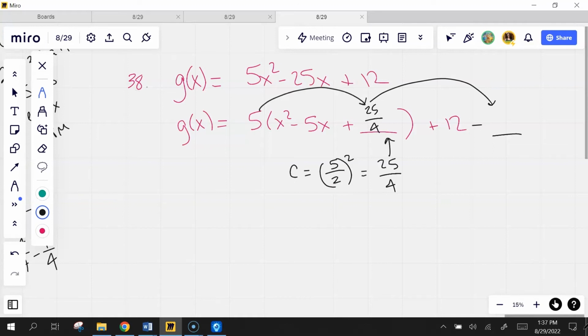So what's 5 times 25? 125 over 4. 25 times 5 is 125. So once you put it in the blank, you also have to. Yes. This last one is always A times C. All that's left to do is factor and clean up. I keep that 5 in front. How does this factor?